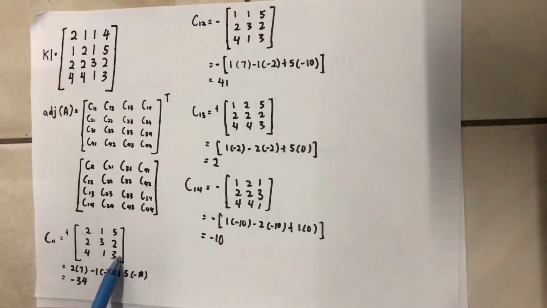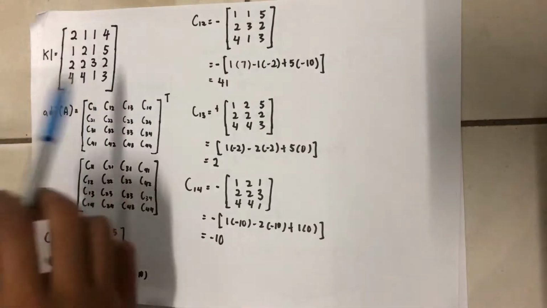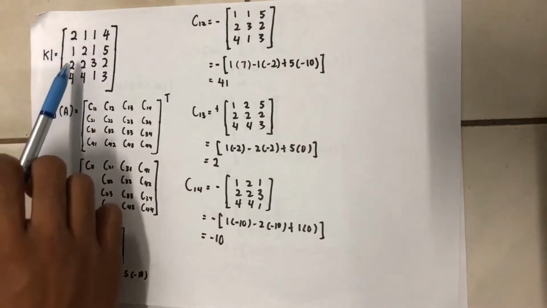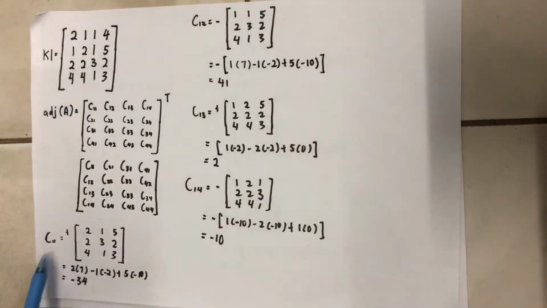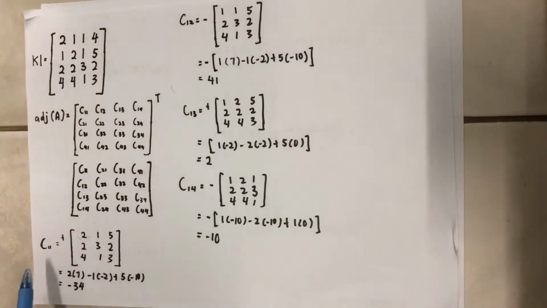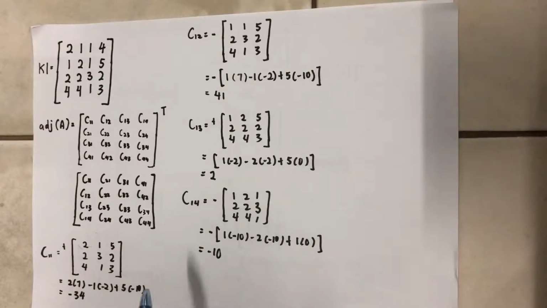The minor of the matrices is obtained from the 4x4 matrices, in which we ignore the first row and the first column. From that we obtain the minor of C11, which is 215, 232 and 413. For the cofactor of C11, we have to find the determinant for each of the cofactors.